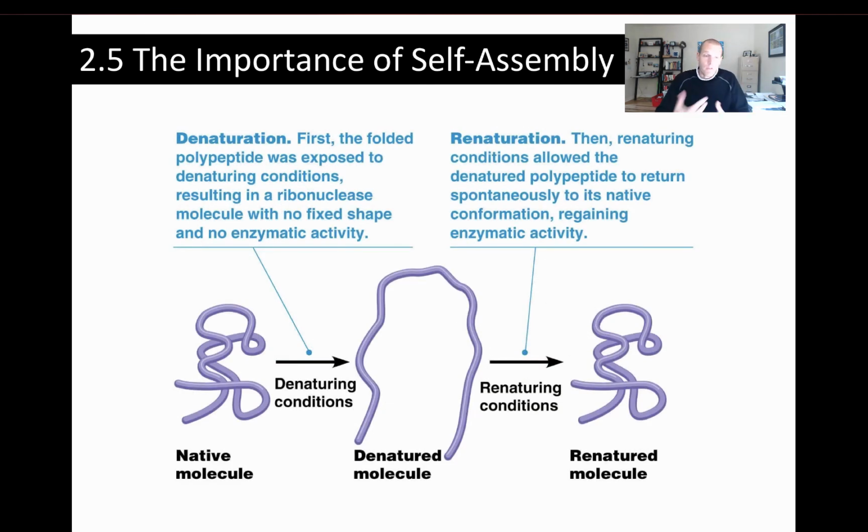Now you can reverse the folding in a process called denaturation, and so excess heat, extreme changes in pH, which change ionization of the R groups, can lead to denaturation, and that's where they go back to being unfolded. Now, if you change the conditions back to suitable conditions, then in some cases the molecule will renature and refold.